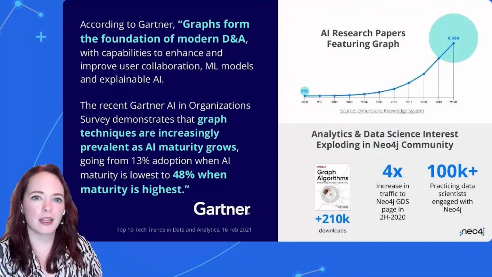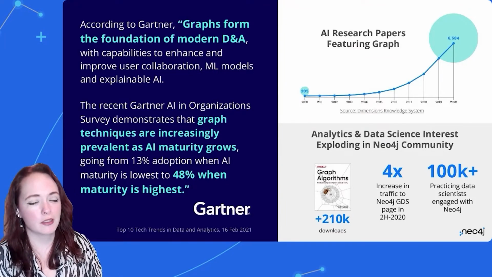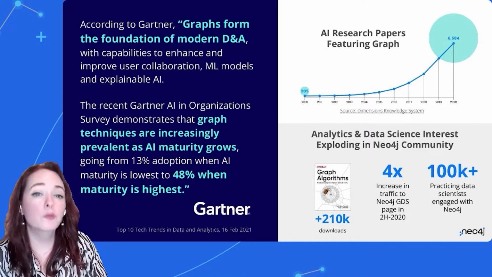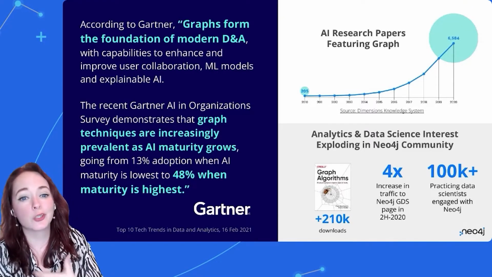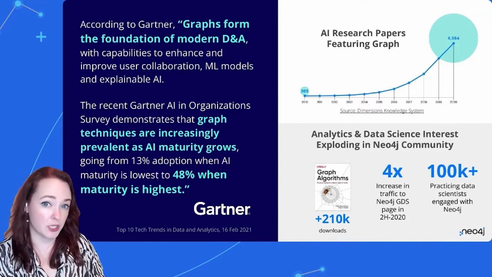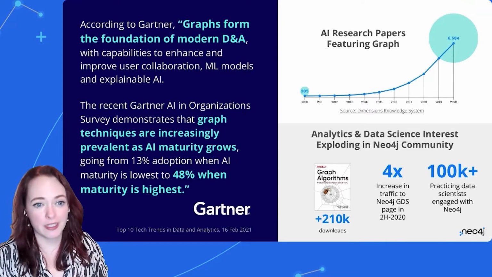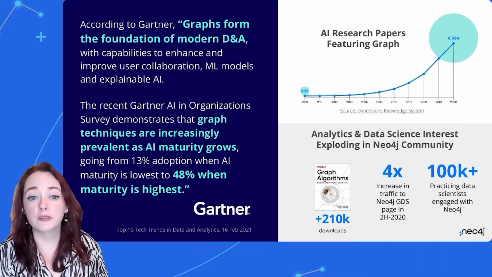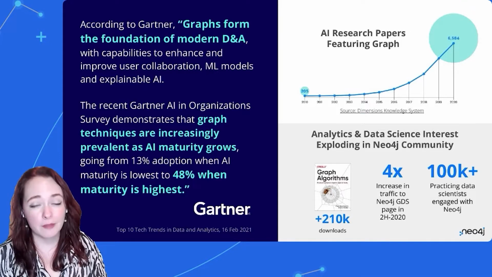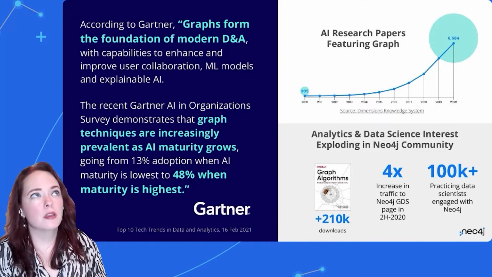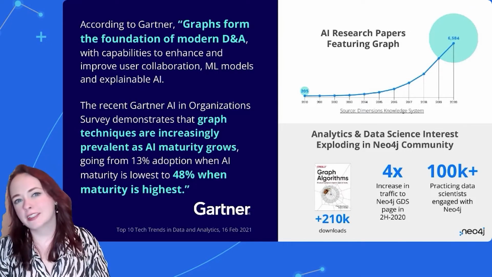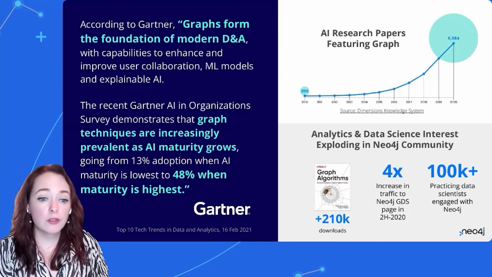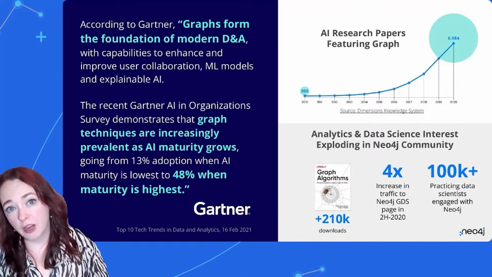And because of that conceptual model, where you realize that the relationships, the connections within your data are what's really important, more and more people are realizing this. Last year, Gartner said that graphs form the foundation of modern data and analytics because they can really faithfully represent your data. They're really important for machine learning, explainable AI. And we've seen, at the same time, graph techniques growing in prevalence in industry. As AI maturity grows, we see much more adoption of graph techniques.